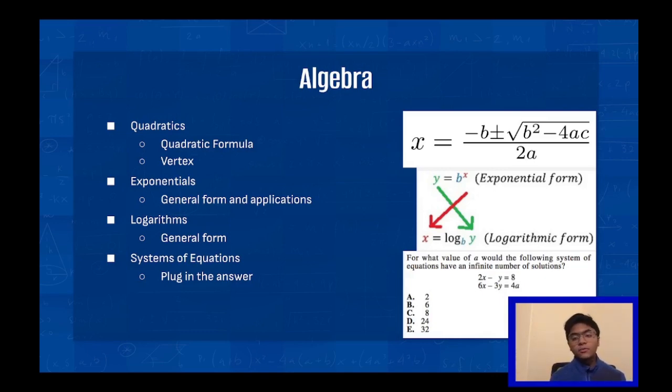Now, logarithmic form, on the other hand, is really just the opposite of exponential. Now, in this picture, it says that x is equal to log b of y, but usually when you're in function form, it's actually going to be the other way around. So y is going to be log b of x. And now, there's not really as many applications of this as there are for exponentials, so just make sure you understand the conversion between these two, and you should be able to answer questions pretty easily.